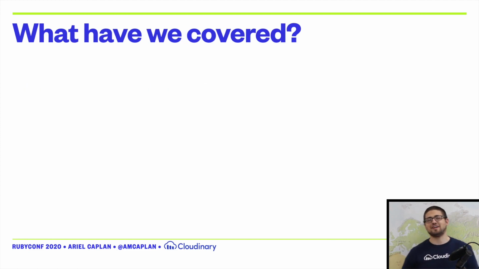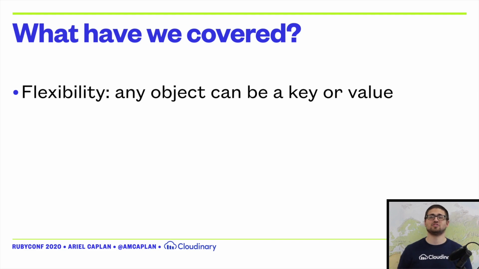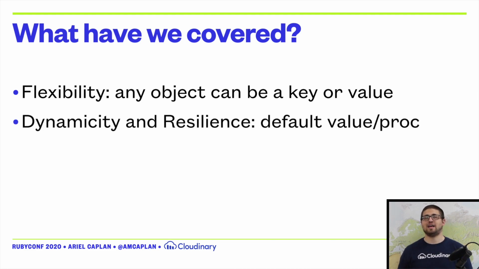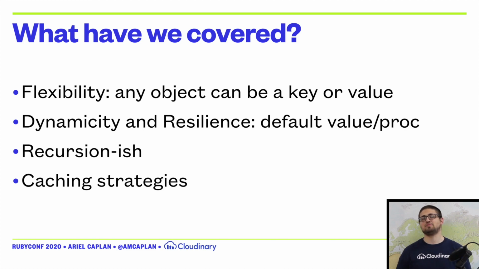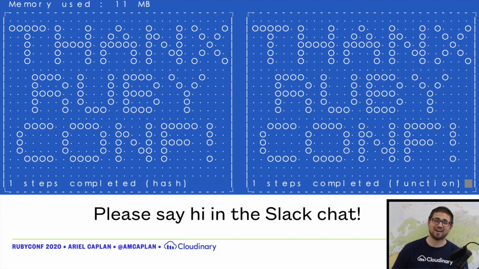So bottom line, what have we covered? We talked about how flexible Ruby hashes are, where any object in Ruby can be a key or a value, and some benefits of that. We talked about how hashes have a lot of dynamicity due to default values and default procs, and that they can be employed effectively to create a lot of resilience in our application to avoid all kinds of errors. We talked about how you can do recursion-like things with hashes that sometimes maybe even work better than regular recursion. And finally, we talked about different caching strategies that we can use, again, taking advantage of the unique properties of Ruby hashes.